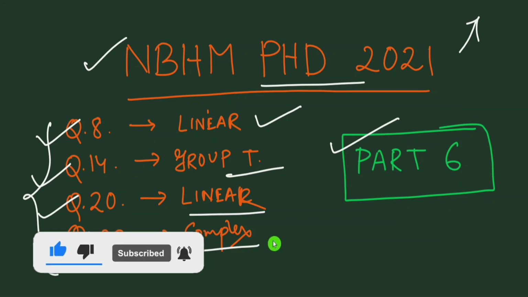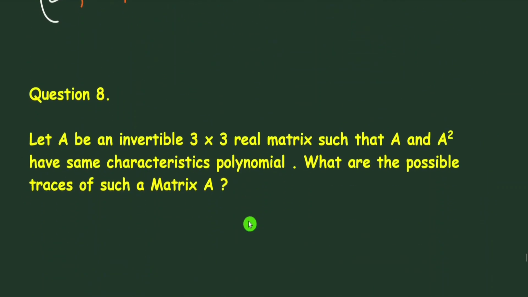So let's start with question number 8. The question says: let A be an invertible 3×3 real matrix such that A and A square have the same characteristic polynomial. What are the possible traces of such a matrix A? This question is very simple, but it has a very interesting and fine concept.